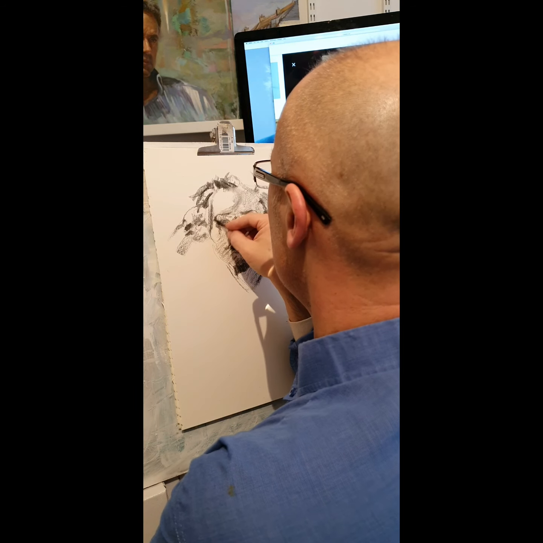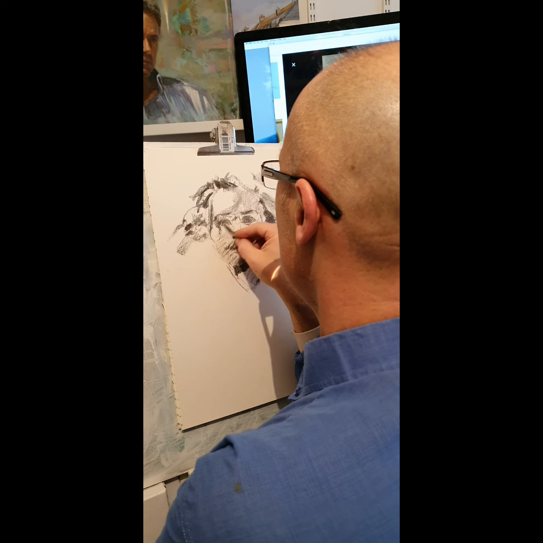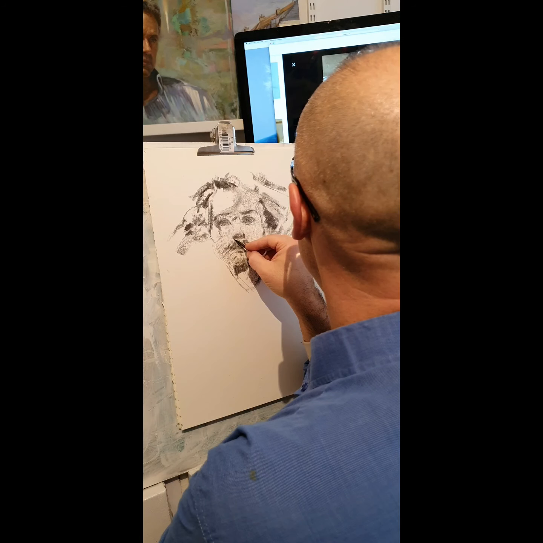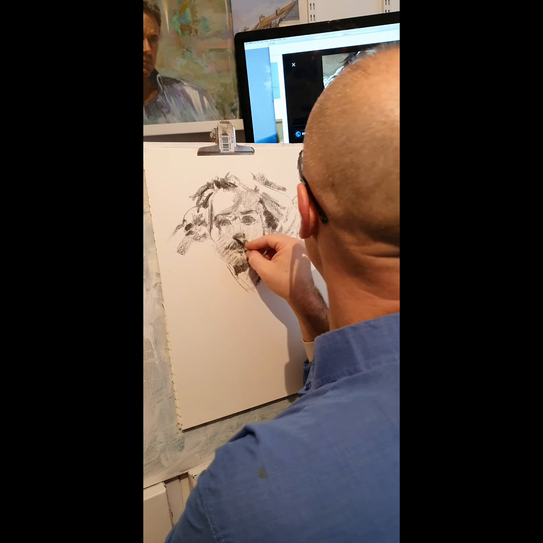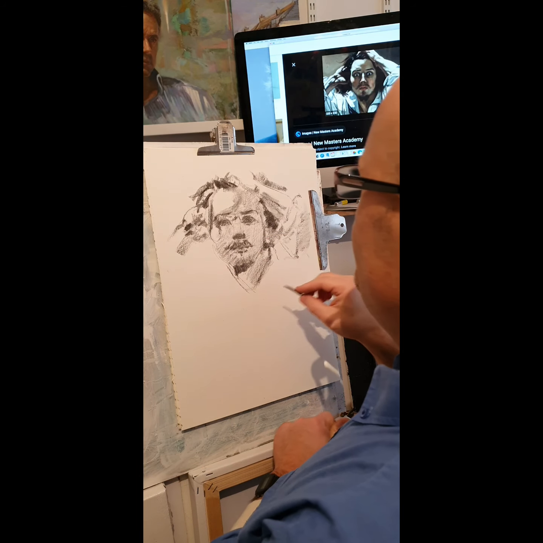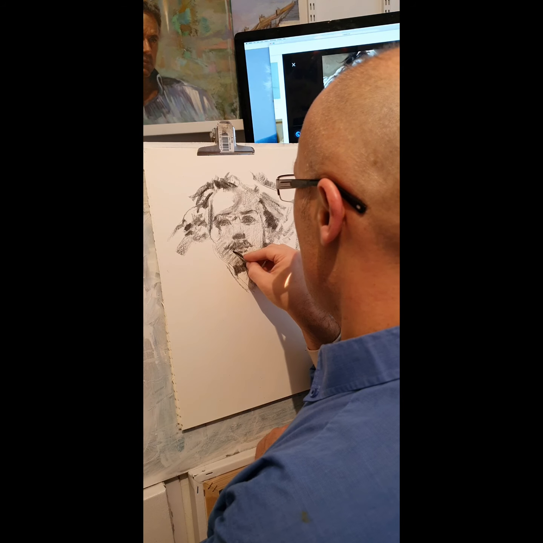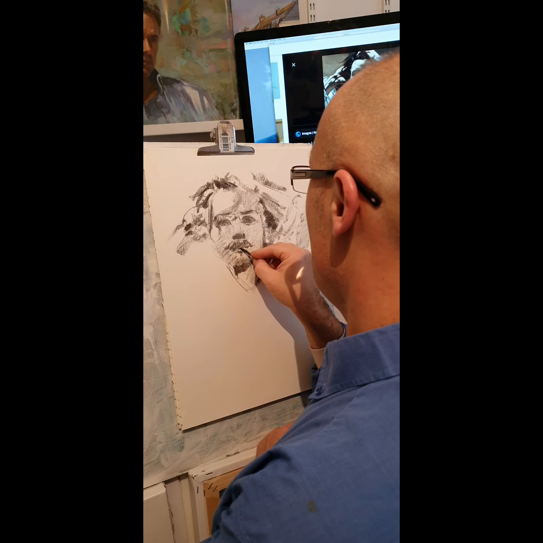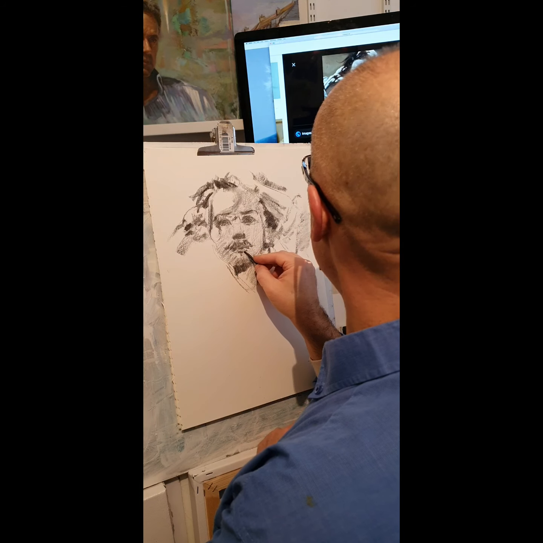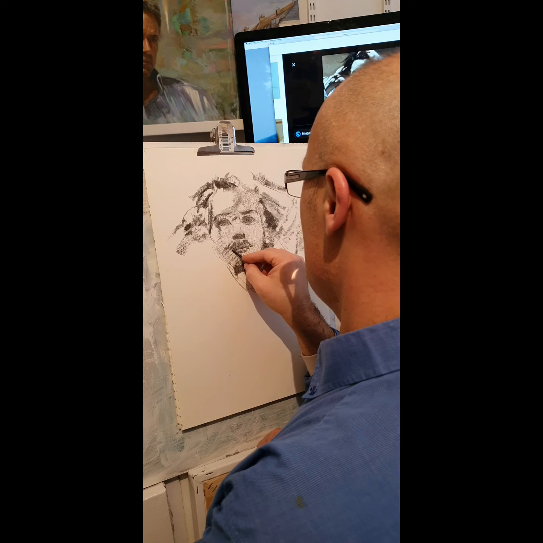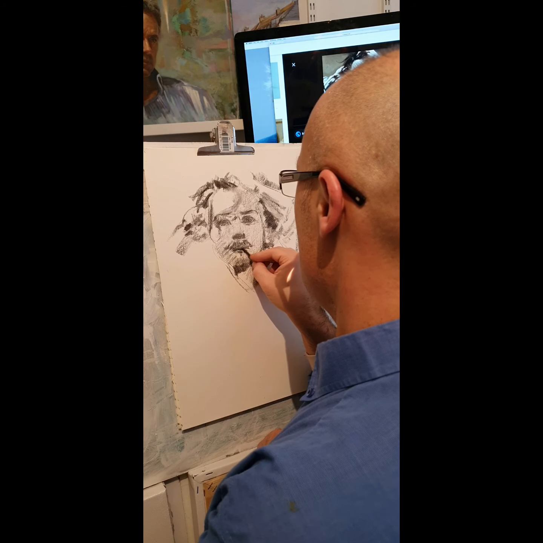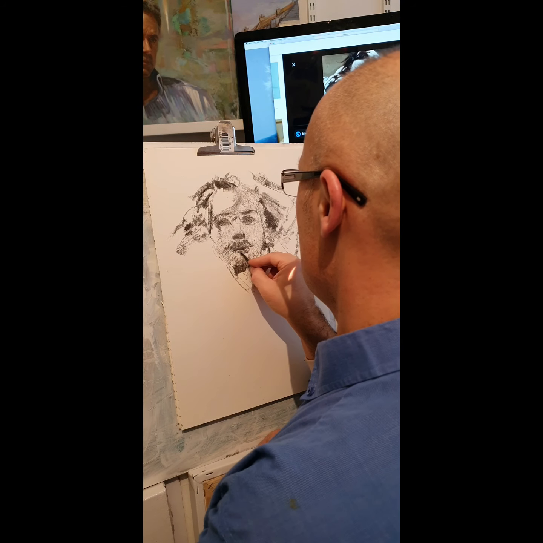And then you have that beautiful shadow here. And again, let's emphasize as much as we can this triangle of his nose. Upper lip, a little bit lighter. The middle, the line which separates the two lips is quite thick. And then you have the lower lip.